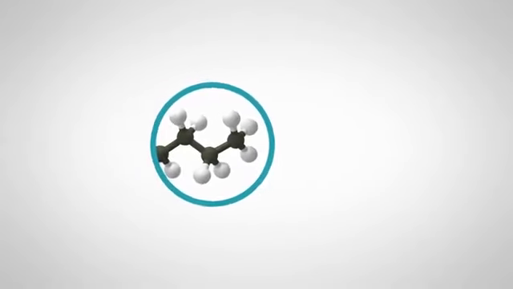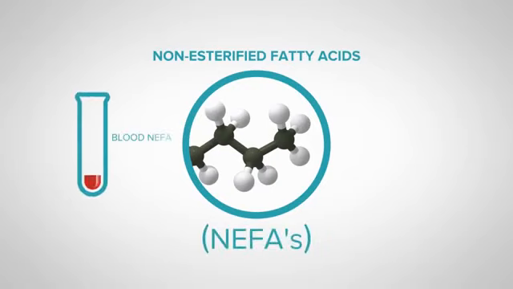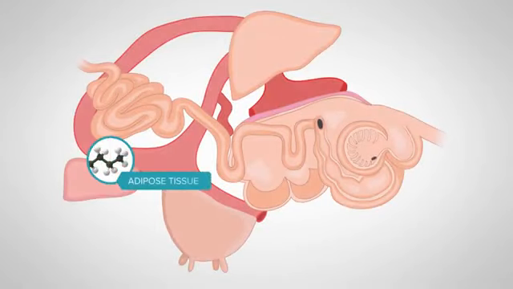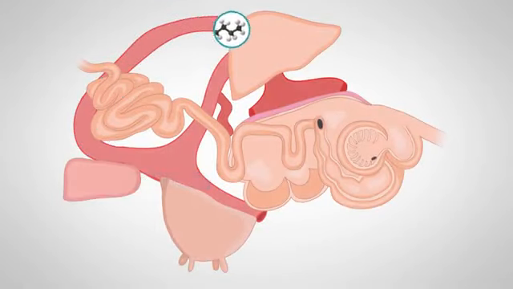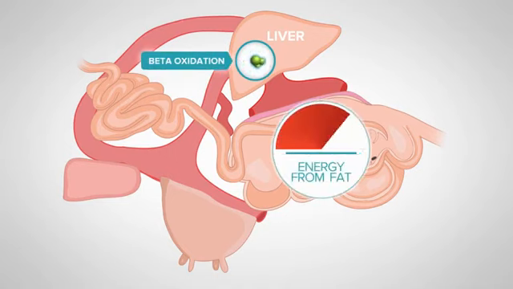The fats that are released into the circulation are termed non-esterified fatty acids or NEFAs, and blood NEFA content is often used as an indicator of the energy status of the cow. The higher the blood NEFA content, the more negative the energy status of the cow. From the adipose tissue, these fatty acids are transported to the liver, where they undergo a process known as beta oxidation. This generates energy from the fat that the cow can use.